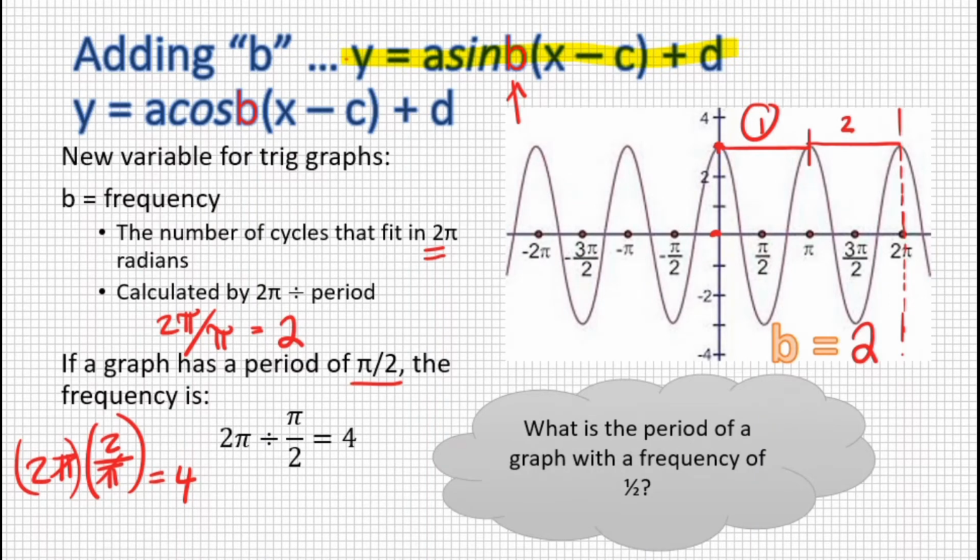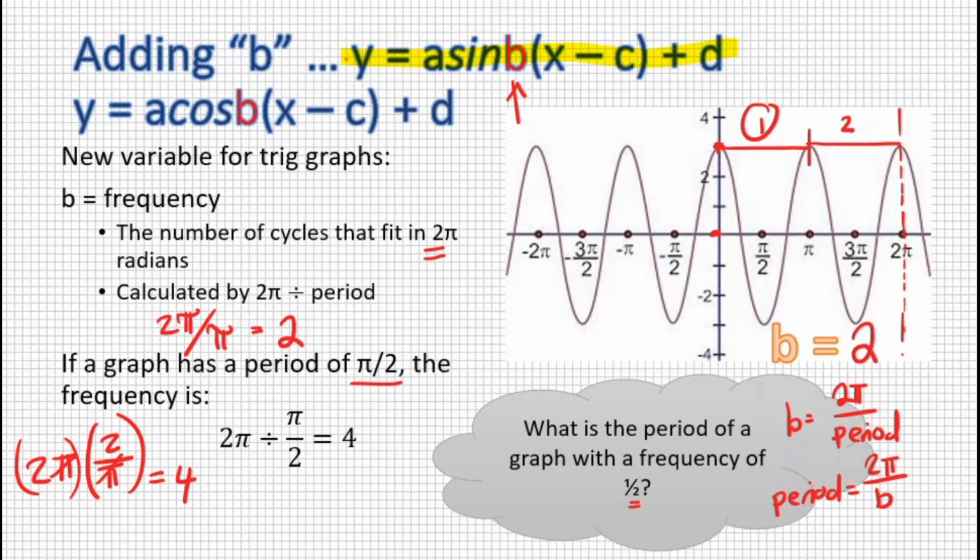Going the other way, what is the period of a graph with a frequency of 1/2? So we know that frequency equals 2 pi over the period. So we can just do some literal equation work there and end up with this equation. So it's always 2 pi divided by one to get the other.